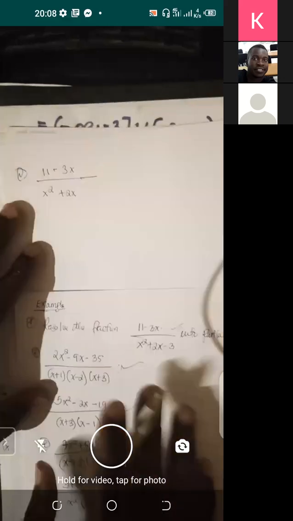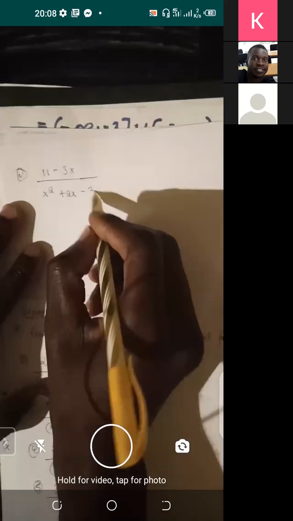Okay, so let us look at the first one. We have 11 minus 3x over x squared plus 2x minus 3. So that is our first example.